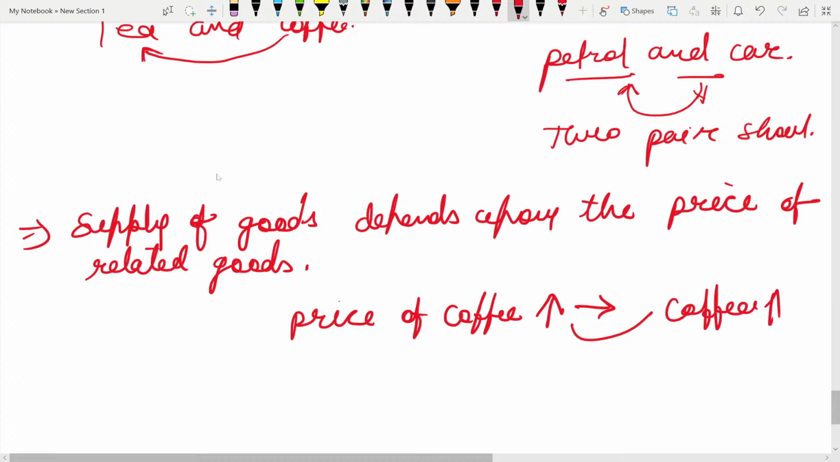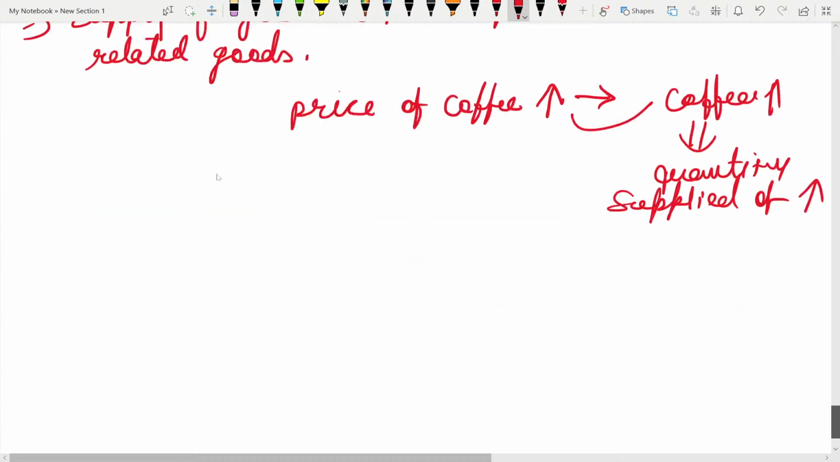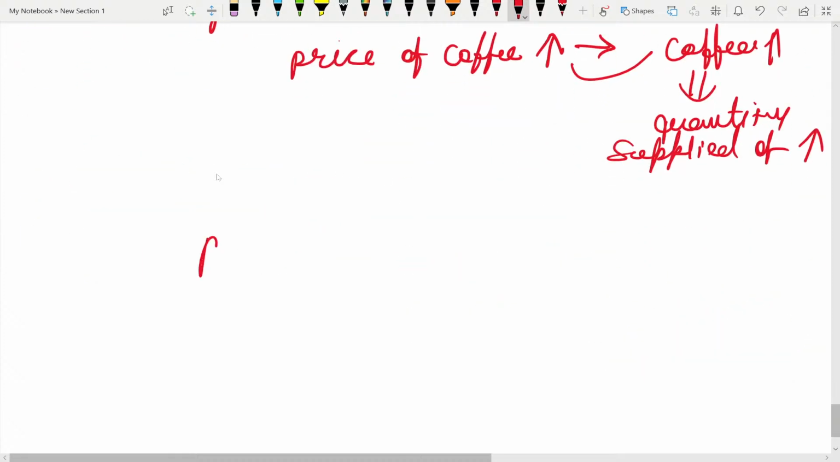So here it is showing that the quantity of coffee supplied by producers is going up.